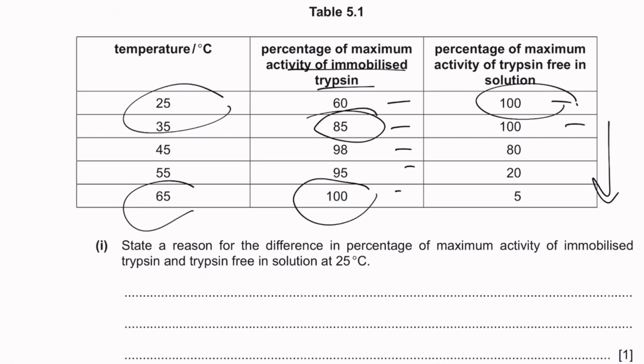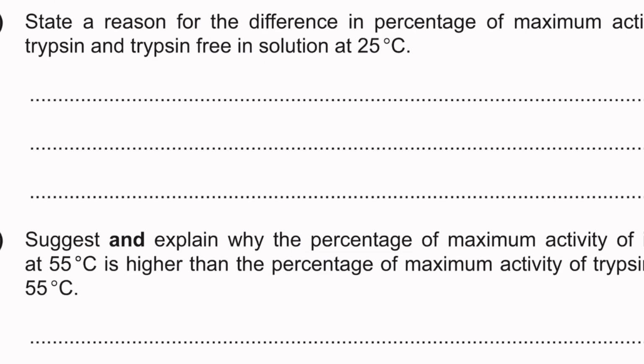Now we can go ahead and state a reason for the difference in percentage of maximum activity of immobilized trypsin and trypsin free in solution at 25 degrees Celsius. So you can see at 25 it's supposed to be the optimum temperature for the enzyme. However, trypsin immobilized is actually being inactive, which a suggestion here should be, because it's like state a reason for the difference in percentage of maximum activity.